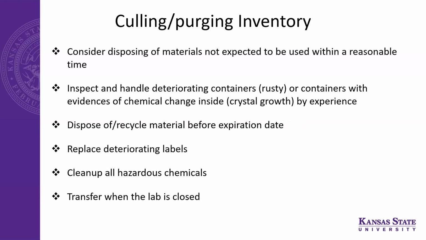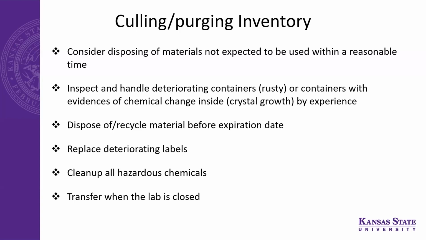So, the ways to reduce the chemical inventory. Consider disposing of chemicals that are not expected to be used within a reasonable time. Say you order a chemical and you know that you won't be able to use it for a while. You can share it with your colleagues before it gets expired, so someone else can use it. That makes the job of the EHS easier too, because then they won't have to worry about disposing of all those chemicals once they are expired without anyone having used them.